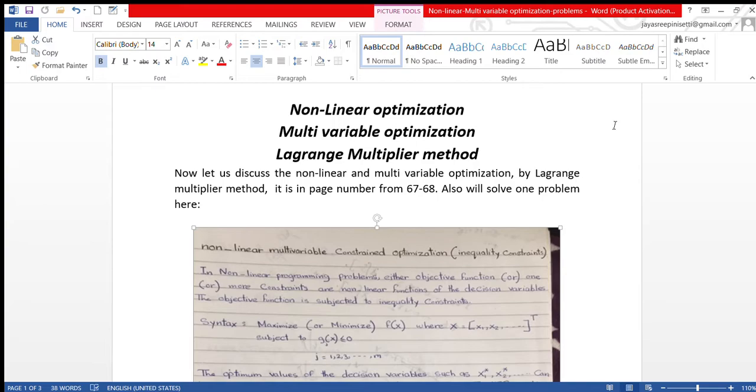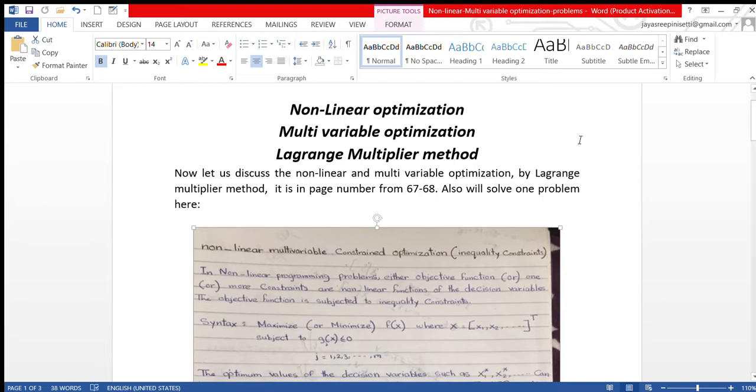Let us dive into our course. We are discussing now nonlinear optimization, multivariable optimization. In nonlinear, we have covered single variable. Now we are going to do multivariable optimization, nonlinear with multivariable. Nonlinear, as you all know, the objective function is not linear. It has various power values, and on top of that, it has multivariable. More than one variable has to be optimized.